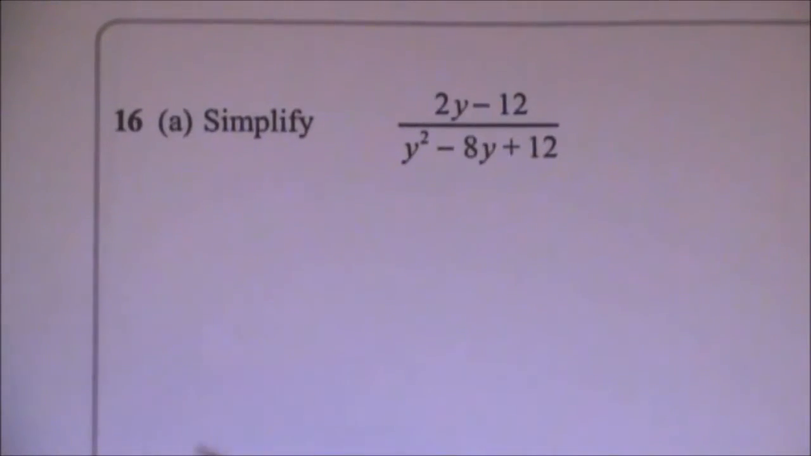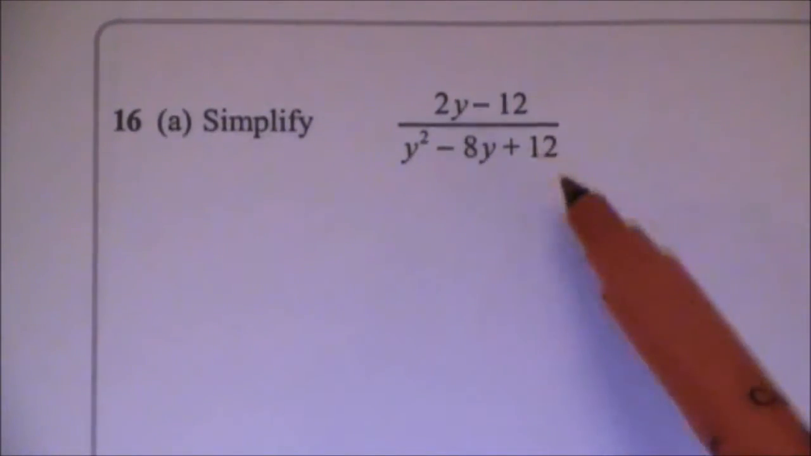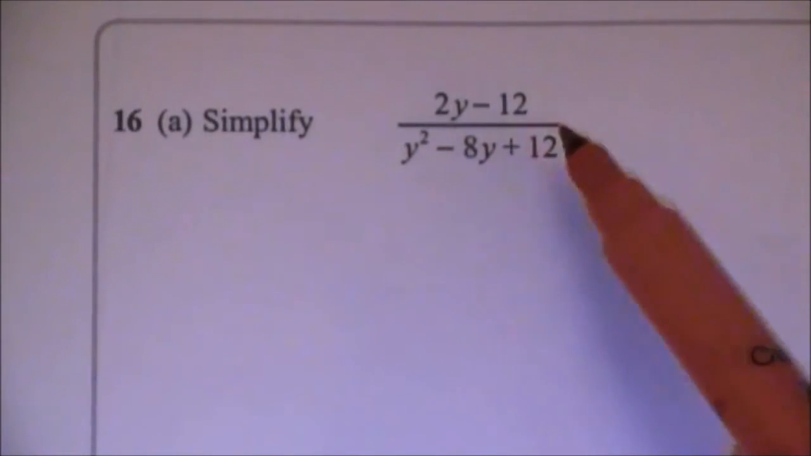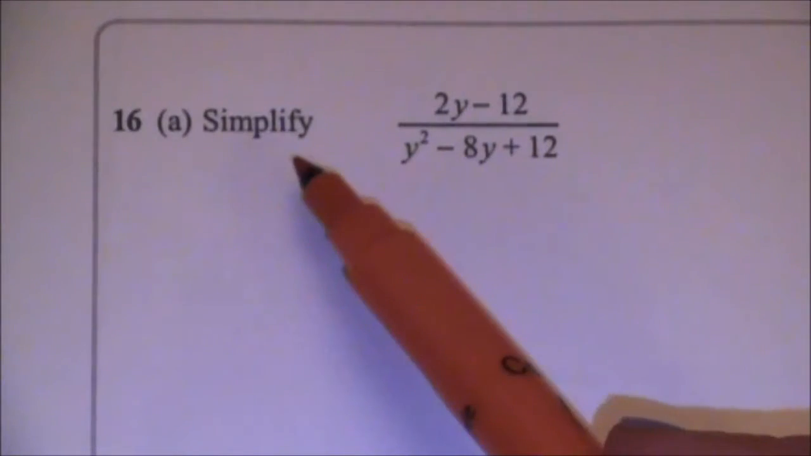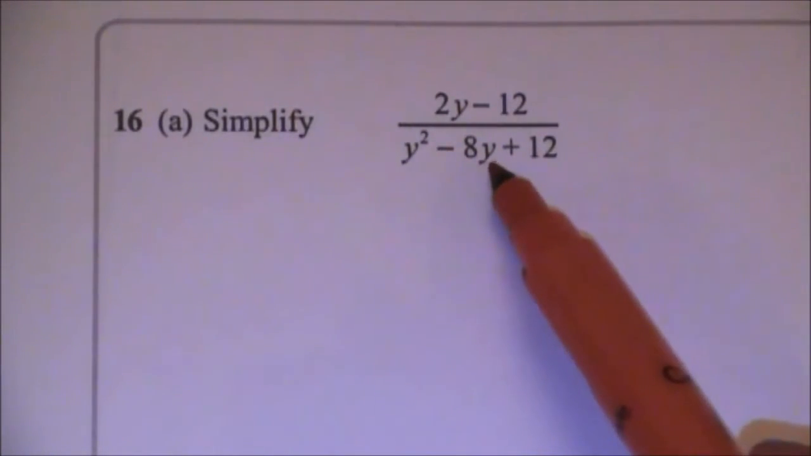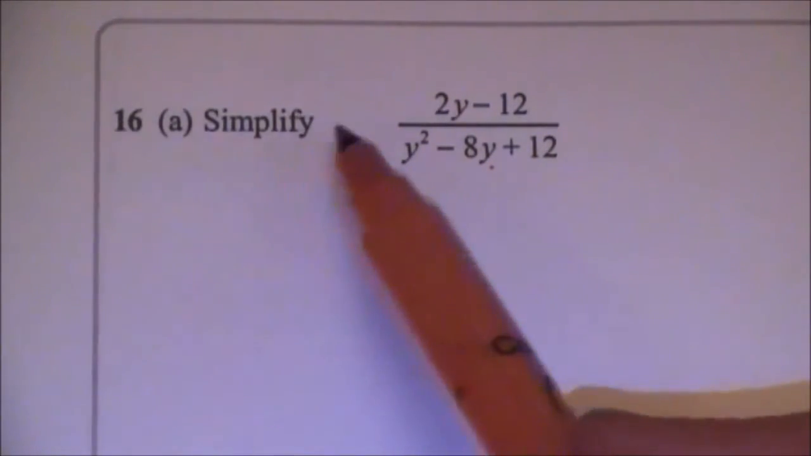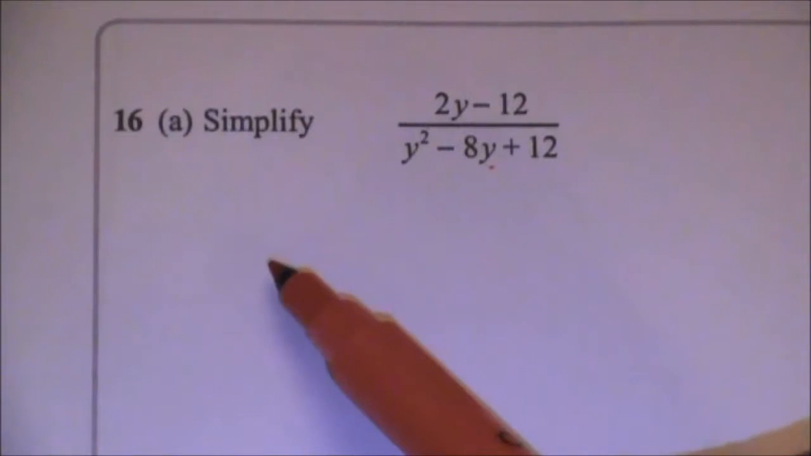Question 16, I'm going to say it again and it's going to come as no surprise to anyone. I love these questions. I love algebra, especially when it looks difficult and it's actually not entirely difficult. So let's look at this. They want us to simplify 2y minus 12 over y squared minus 8y plus 12. It's not as difficult as it sounds. The routine is always the same with these questions.